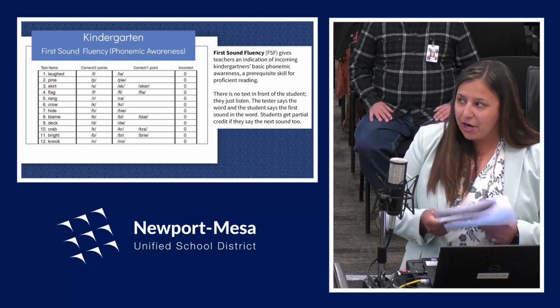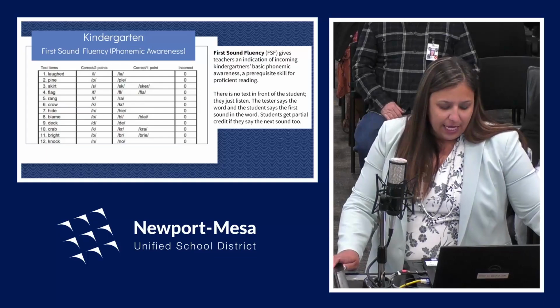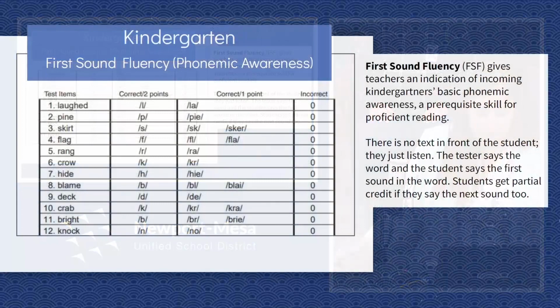In kindergarten, we use Acadience as well. So this is an assessment of first sound fluency. Kids don't actually see any text. They could be blindfolded. This is completely oral between the teacher and student.